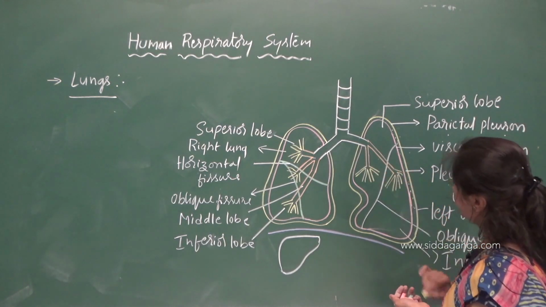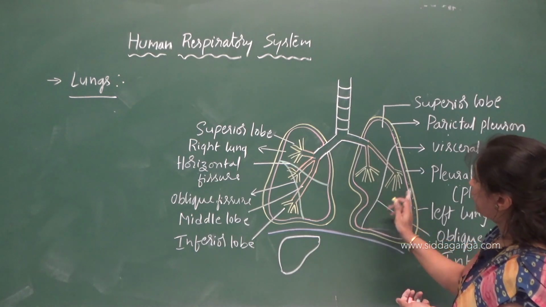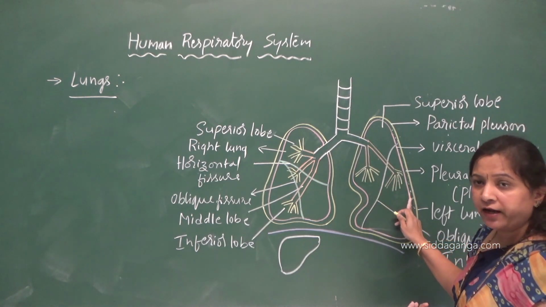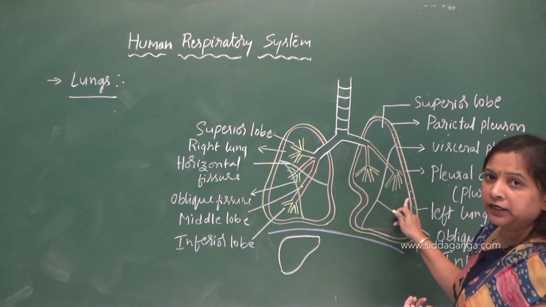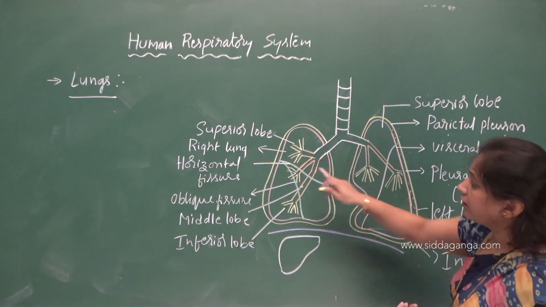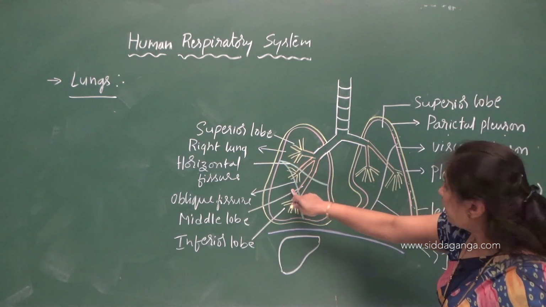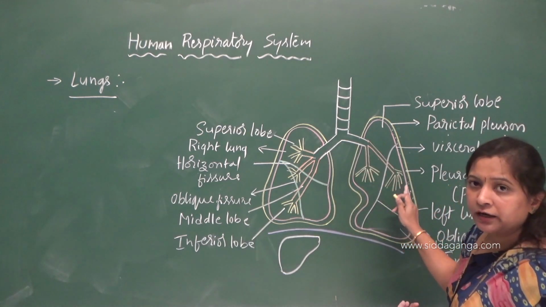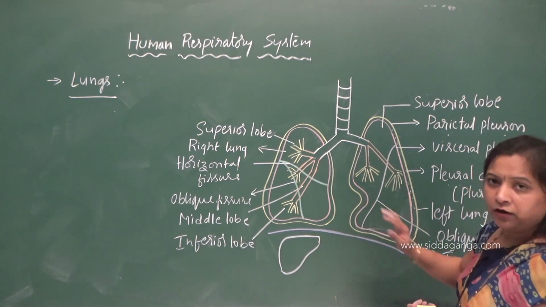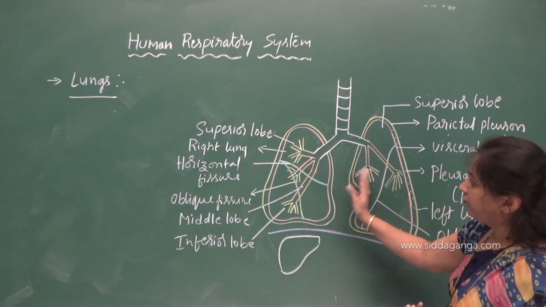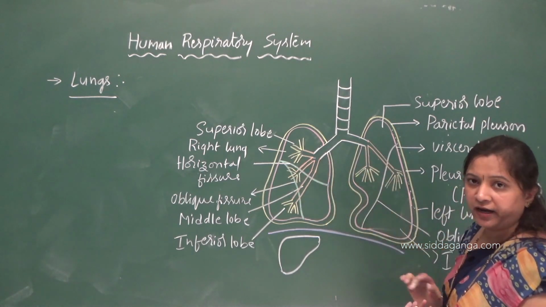Divides further to form tertiary bronchi. How many tertiary bronchi are present in the left lung? 8. Here the number of tertiary bronchi is 10, and here the number of tertiary bronchi is 8. Okay, we'll come to know about the difference between the right lung and the left lung.